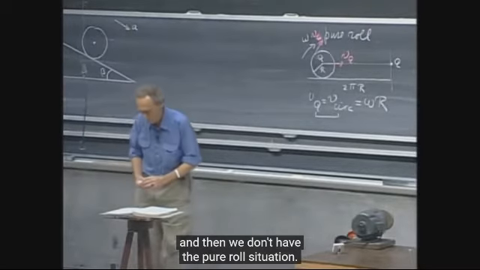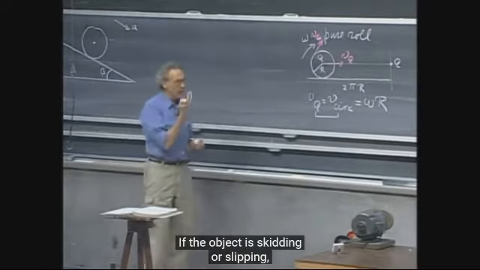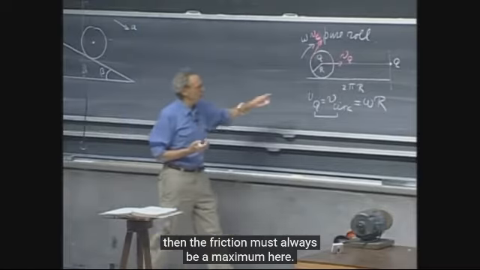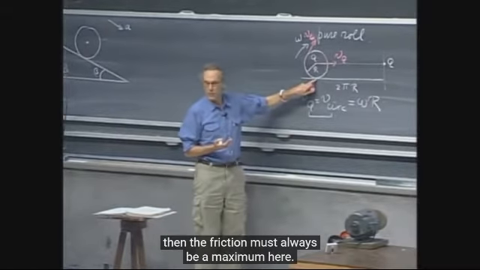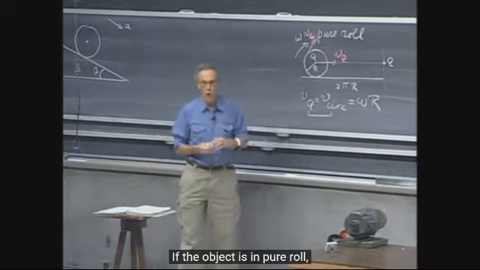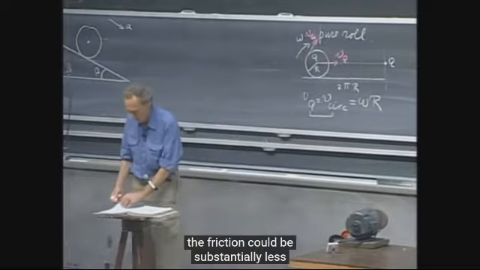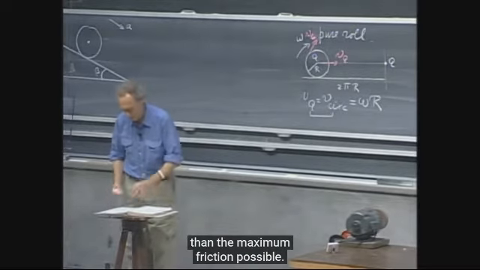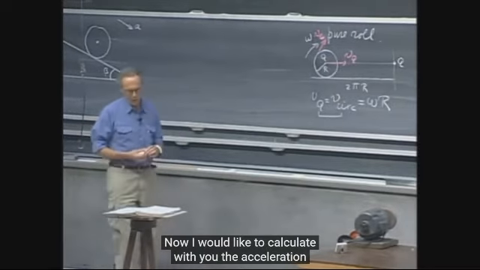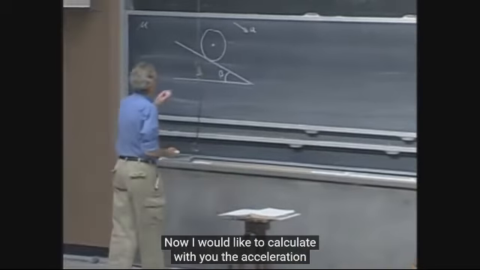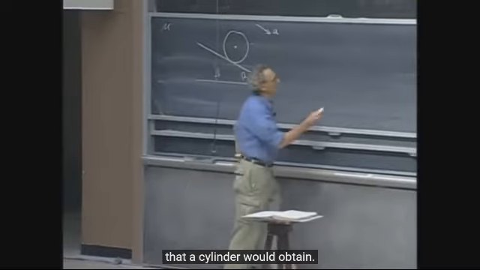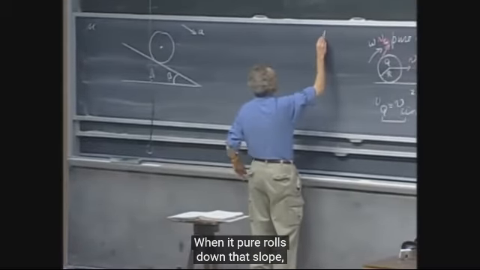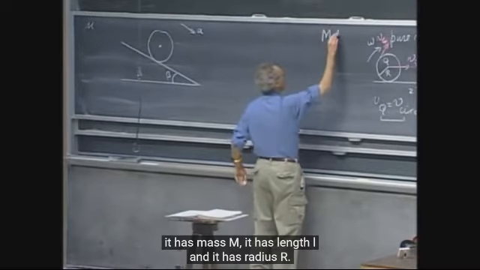If the object is skidding or slipping, then the friction must always be a maximum here. If the object is in pure roll, the friction could be substantially less than the maximum friction possible. Now I would like to calculate with you the acceleration that a cylinder would obtain when it pure rolls down that slope. It has mass m, it has length L, and it has radius r.